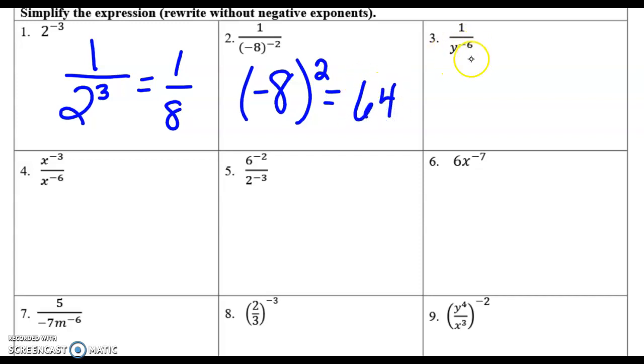This had a negative exponent in the denominator, so it's going to go up to the numerator. You don't have to put anything in the denominator. If there's nothing there, that's fine. It's not wrong to put a 1 underneath, but you don't need that.